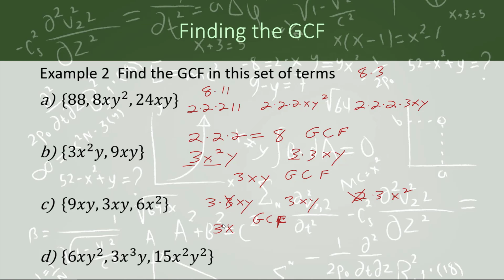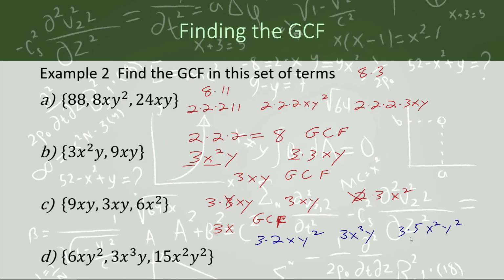Okay, next is this one. Kind of running out of space here. Let me just change colors so it's clear as to what I'm trying to do. Okay, so we have 6xy squared. The prime factorization for that is going to be 3 times 2 times xy squared. And then we have 3x cubed y. Since the coefficient is 3, we don't need to change that all that much. So it's going to be 3x cubed y. And then 15, the prime factorization for 15 is going to be 3 times 5, x squared, y squared.